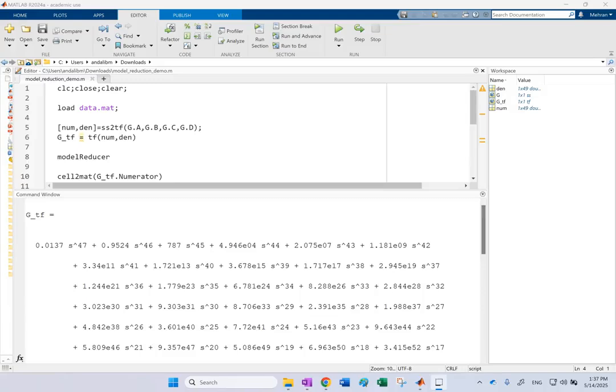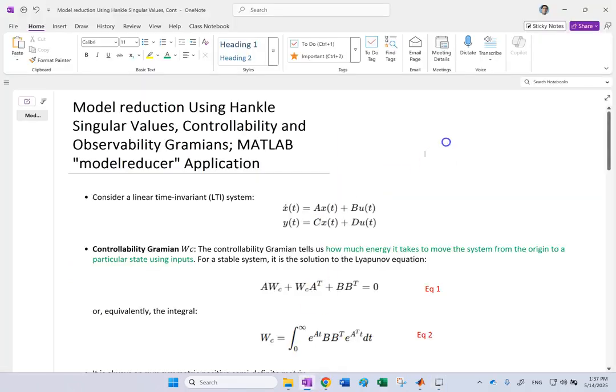Hello everyone. In this video, we are going to talk about model reduction. As you know, when you are designing a controller for any system, whether it's given by state space equations or transfer function or anything, one of the factors that determines the simplicity or the difficulty of designing the controller is the order of the system.